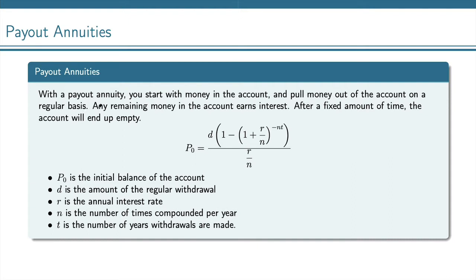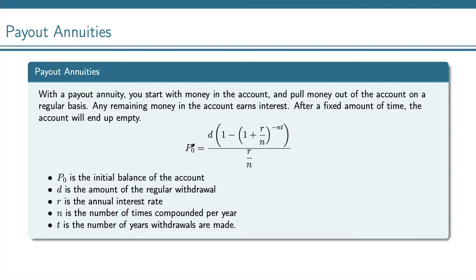And whatever is left in the account after your withdrawal, you're going to earn interest during that next compounding period. And after a certain amount of time, the account will empty. So this is the formula that we use for a payout annuity. And it looks very similar to the savings annuity. Really, the only difference is we've flipped these two positions and then put a negative in that exponent. And the meaning of all of these variables is pretty much the same.